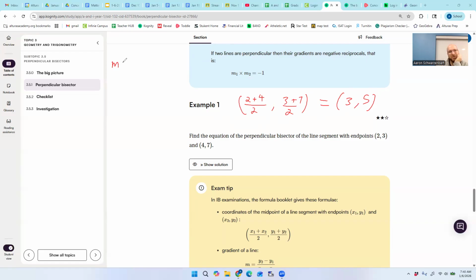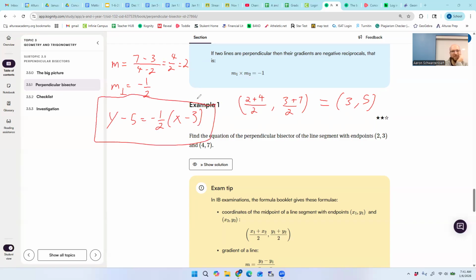I know the slope, so I'm going to find the slope using the slope equation. That is 4 over 2. This is 2. The slope of the perpendicular bisector is then the opposite reciprocal. To write the equation for the line, I'm going to use point slope with my point (3, 5). So y minus 5 equals negative 1/2 times (x minus 3).